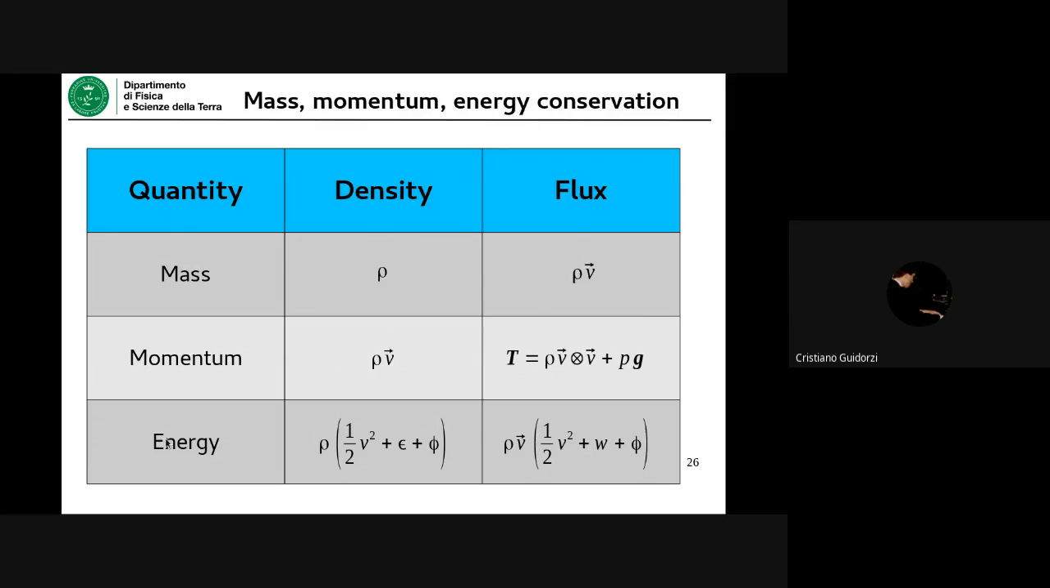And finally, what we've seen, conservation of energy. So its energy density is this, and the corresponding energy flux is this, where you have the same, except that in addition to the velocity term, you have the enthalpy instead of internal energy. So you should understand, you should not confuse.